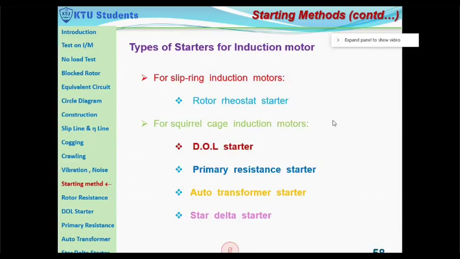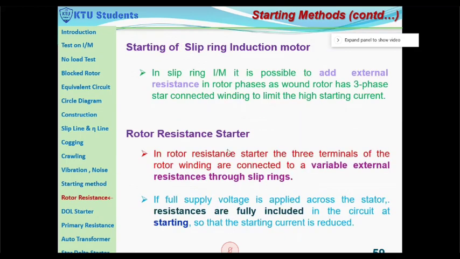For the slip ring induction motor, you have the rotor rheostat starter, and for the squirrel cage rotor, you have the DOL starter, primary resistance starter, auto transformer starter, and star delta starter. In the case of slip ring, you can add external resistance in the rotor phases through the slip rings.